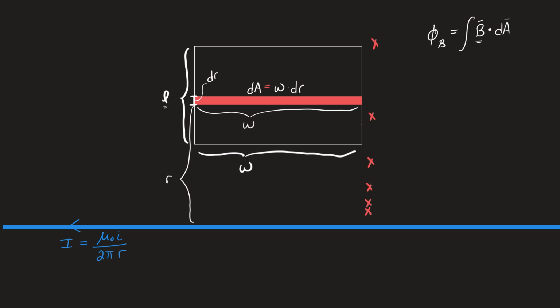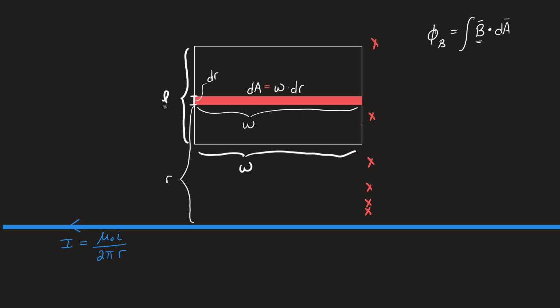But before I do that, I also need to come to grips with the fact that the area has direction. I mean, there's a dot product. Because the area has direction, I need to convince myself that I understand the relationship between the direction of the area and the direction of the magnetic field.